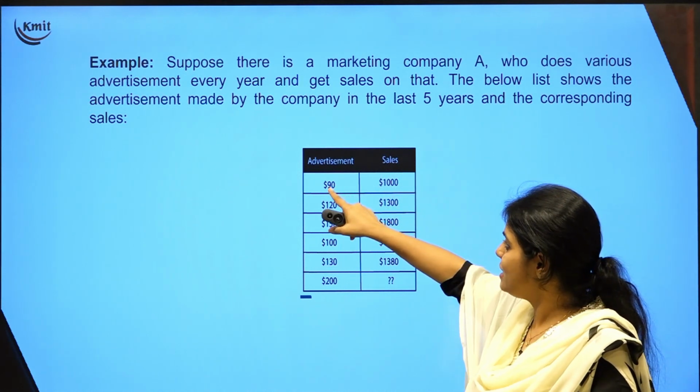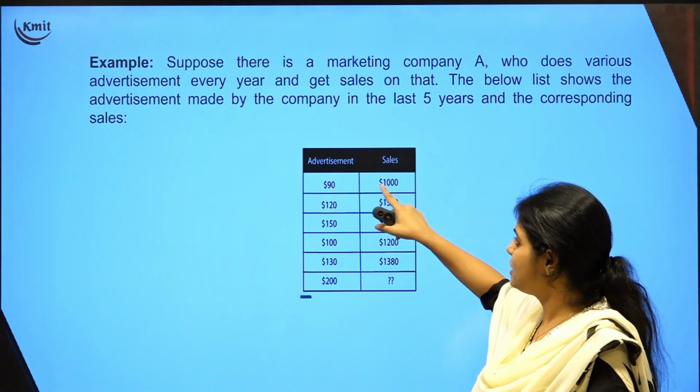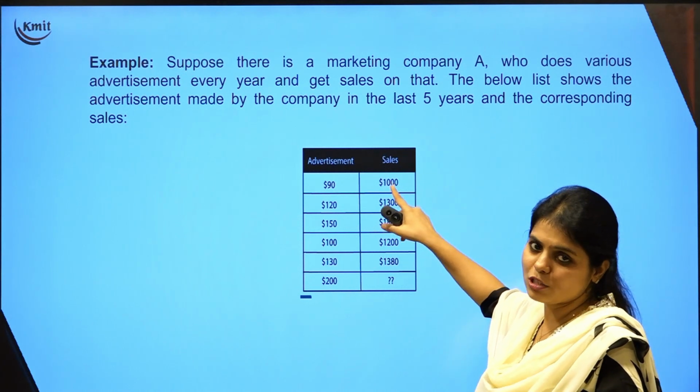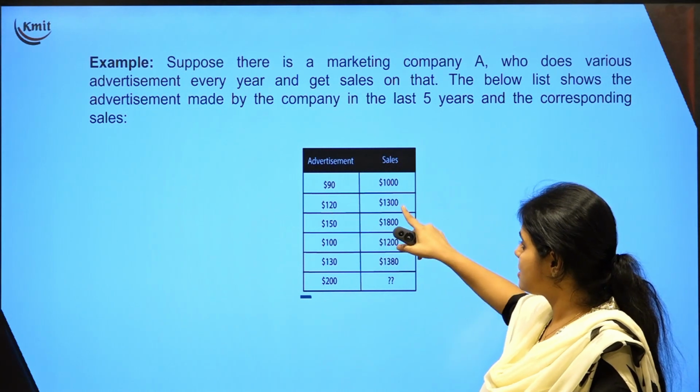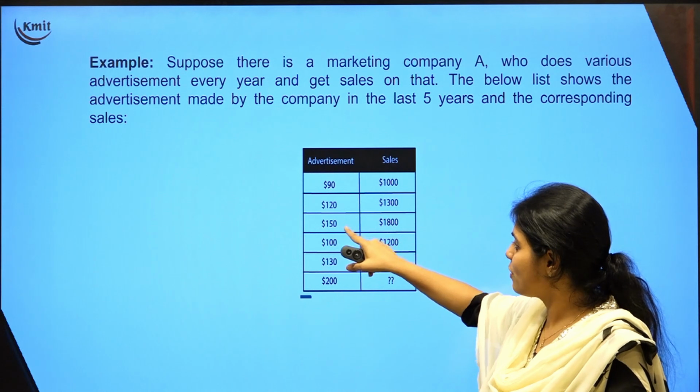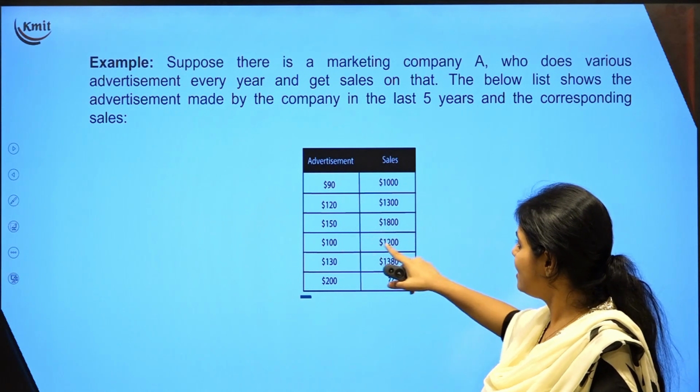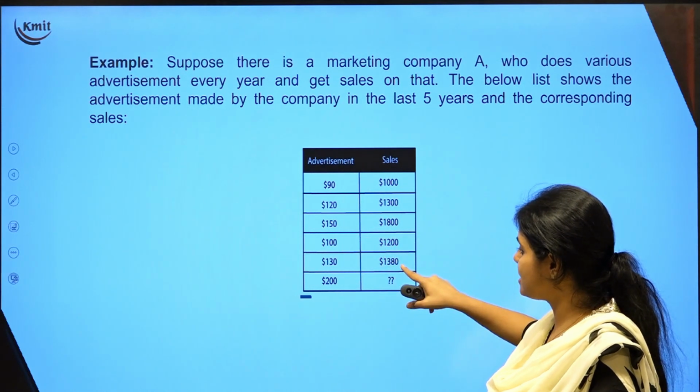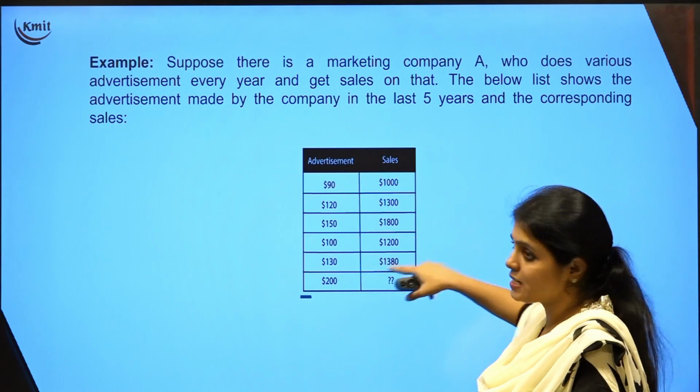For $90 spent on advertisement, the sales generated were about $1,000. For $120, the sales increased to $1,300. For $150, it is $1,800. For $100, it is $1,200. For $130, it is $1,380. This is the training data.